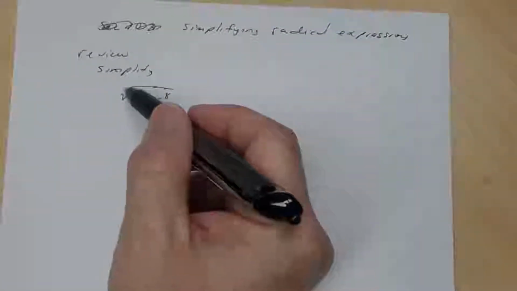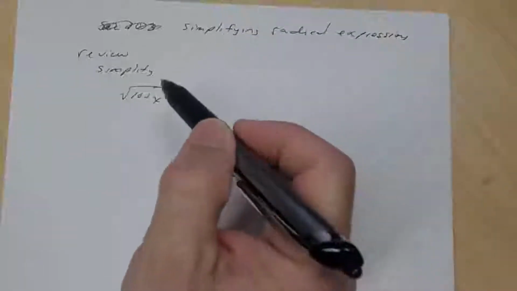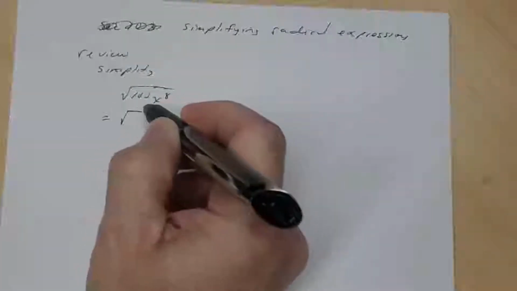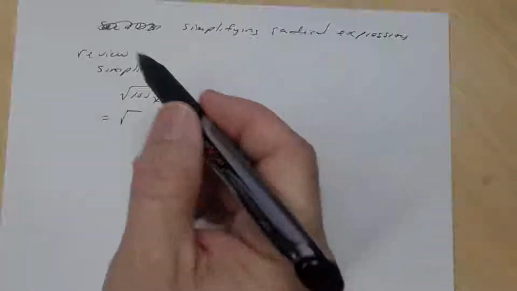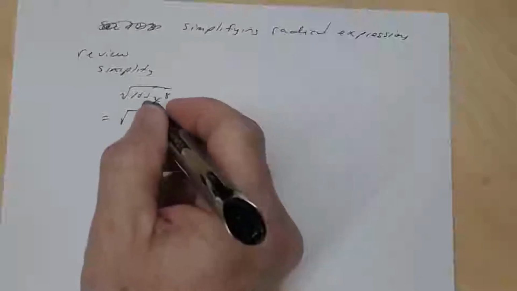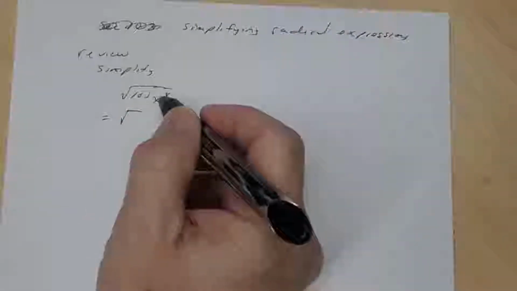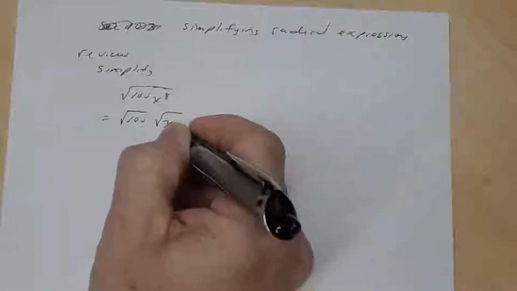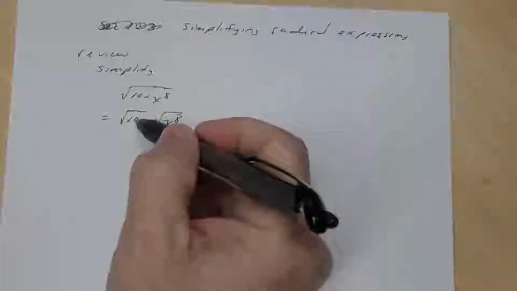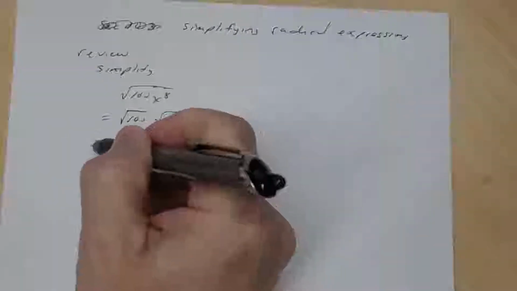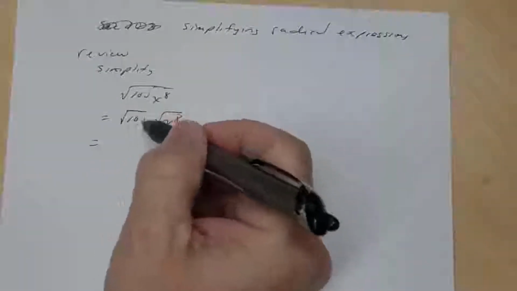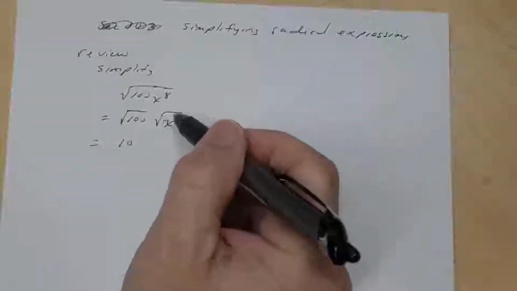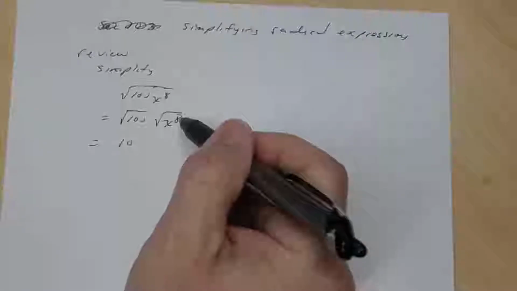when we're taking the square root or the cube root, whatever it may be, of a product, we can always rewrite it as the radical, the square root, cube root, fourth root, whatever it may be, of each factor. So in other words, the square root of 100 x to the 8th is the same thing as the square root of 100 times the square root of x to the 8th. And the square root of 100 is a perfect square, so it is 10 because 10 times 10 is 100.